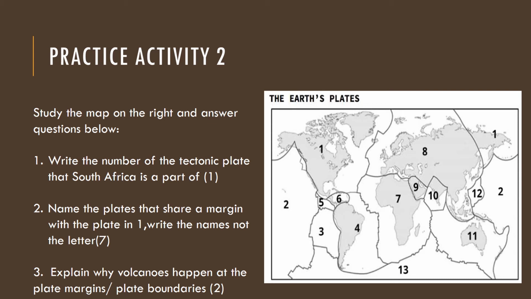Number 1, write the number of the tectonic plate that South Africa is a part of, and it's for 1 mark. Number 2, name the plates that share a margin with the plate that you have mentioned in number 1, and it is for 7 marks, meaning there are 7 plates that you need to mention. And the third and last question, explain why volcanoes happen at plate margins, and that one is for 2 marks.